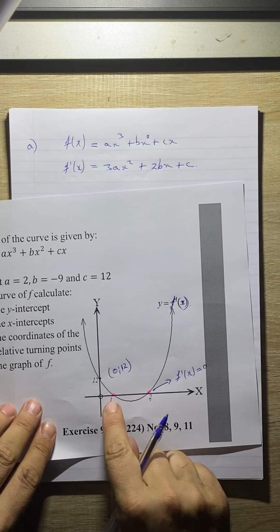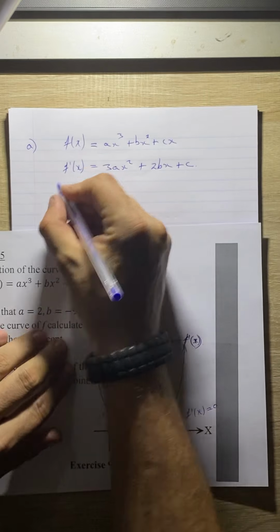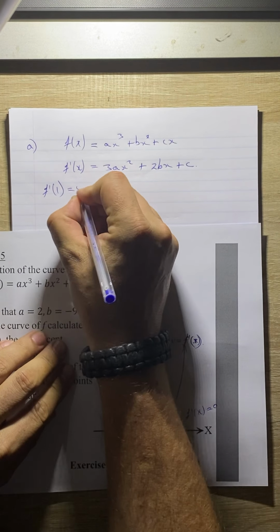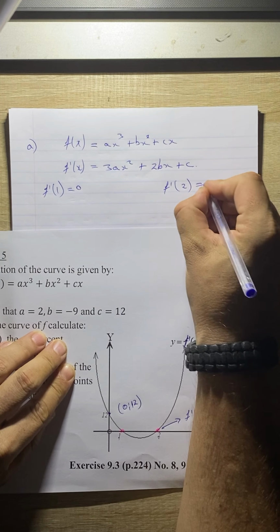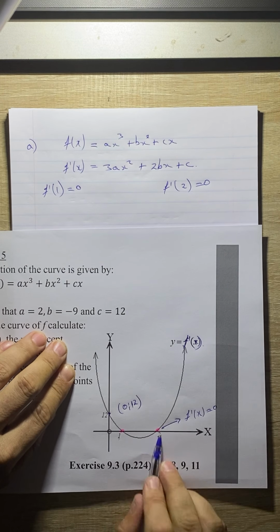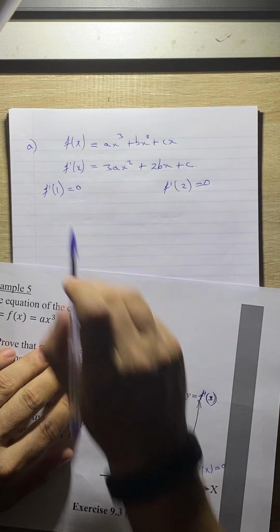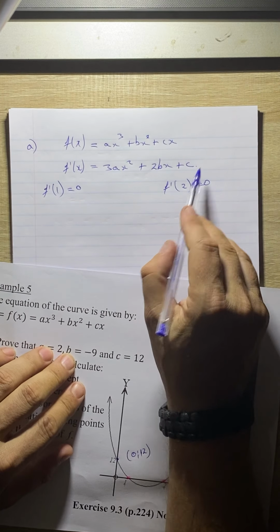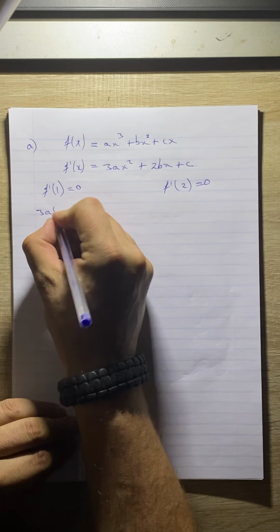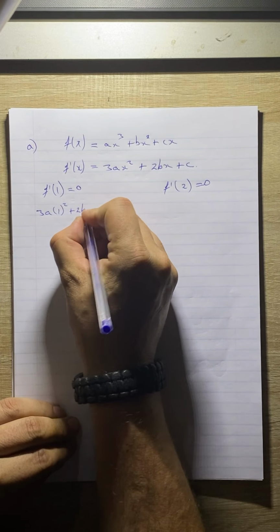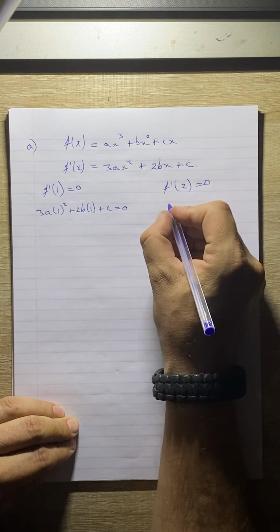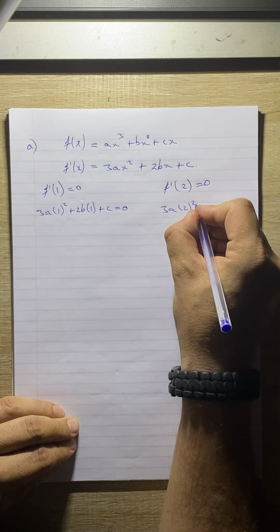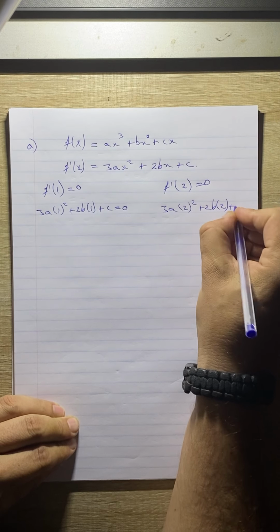Now, I'm going to use my 2 turning points here. So I know that f dashed of 1 equals 0. Okay. f dashed of 2 equals 0. Now, I know they're going to be equal to 0 because they are turning points for the original graph. I'm just going to substitute the 1 in here, equal it to 0. Substitute the 2 in here, equal it to 0. So we get 3a(1) squared plus 2b(1) plus c equals 0. And then this one here, we get 3a(2) squared plus 2b(2) plus c equals 0.